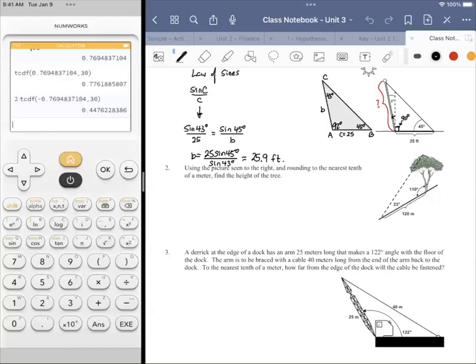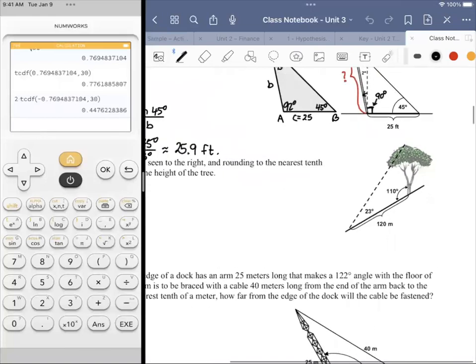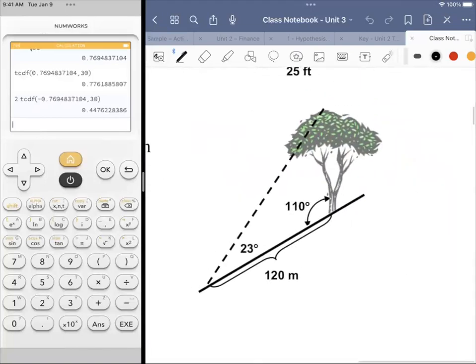All right. So number two, using the picture seen to the right and rounding to the nearest tenth of a meter, find the height of the tree. All right. So just looking at the picture, the height would be this distance here, because that's where the tree is rooted. And I tried to get it to the topmost part of it.